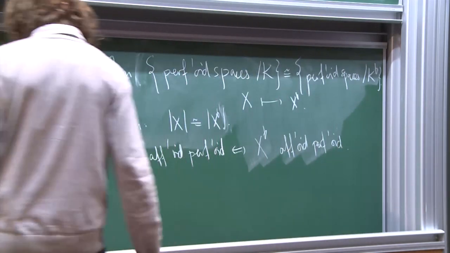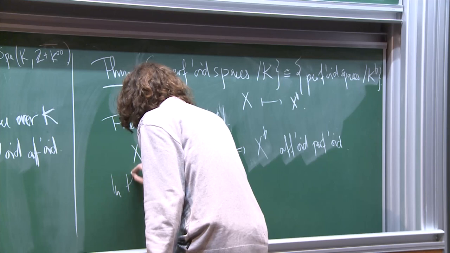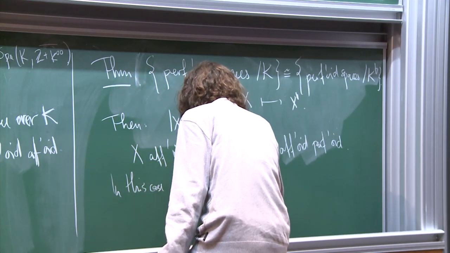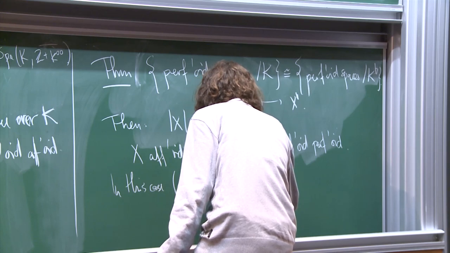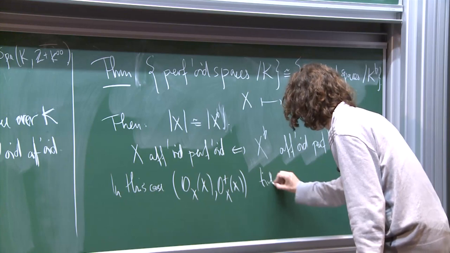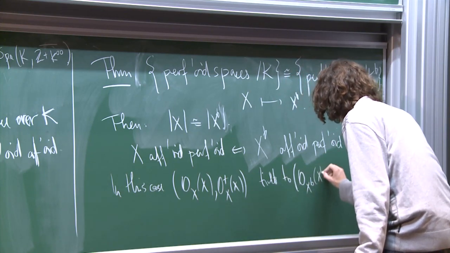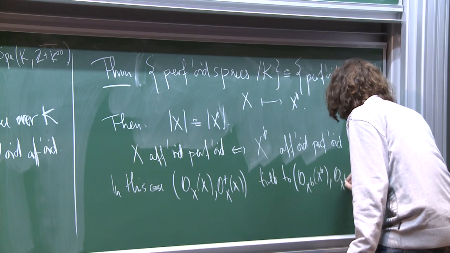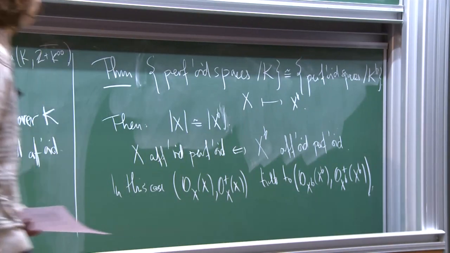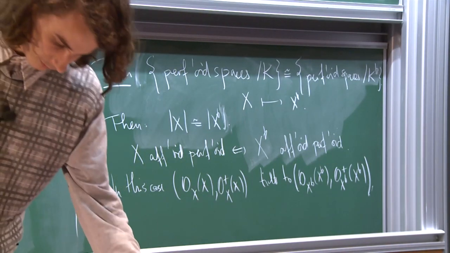And in this case, O_X(X), O_X plus(X) is the tilt to the global sections on the other side. And that's really just a formal consequence of what we have proved.